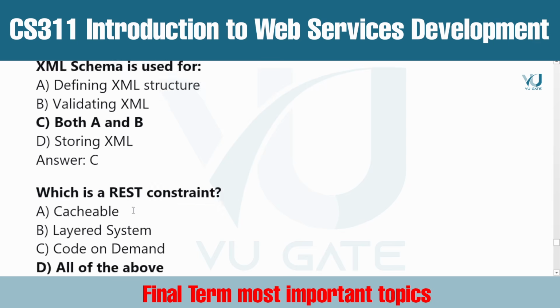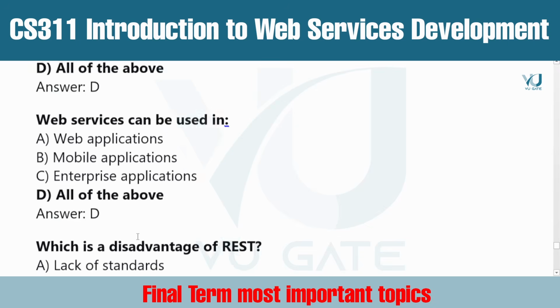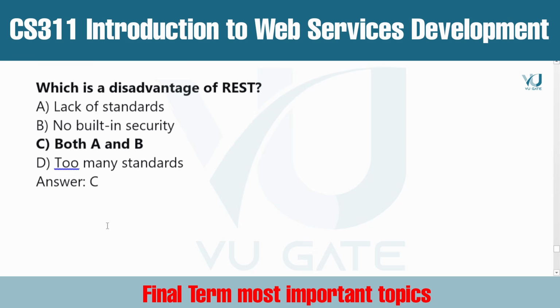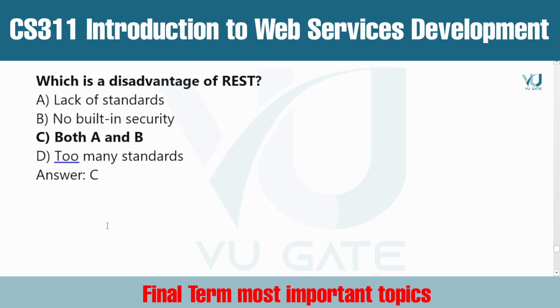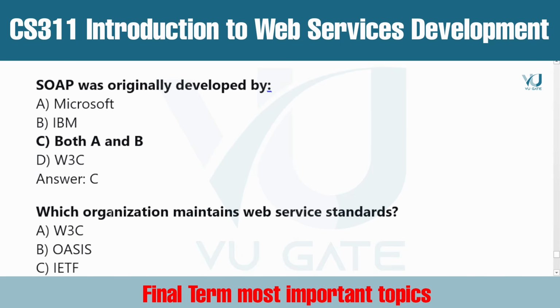Question 64, which is a REST constraint? The correct answer is option D, all of the above. Question 65, web services can be used in? The correct answer is option D, all of the above. Question 66, which is a disadvantage of REST? The correct answer is option C, both A and B. Question 67, SOAP was originally developed by? The correct answer is option C, both A and B.